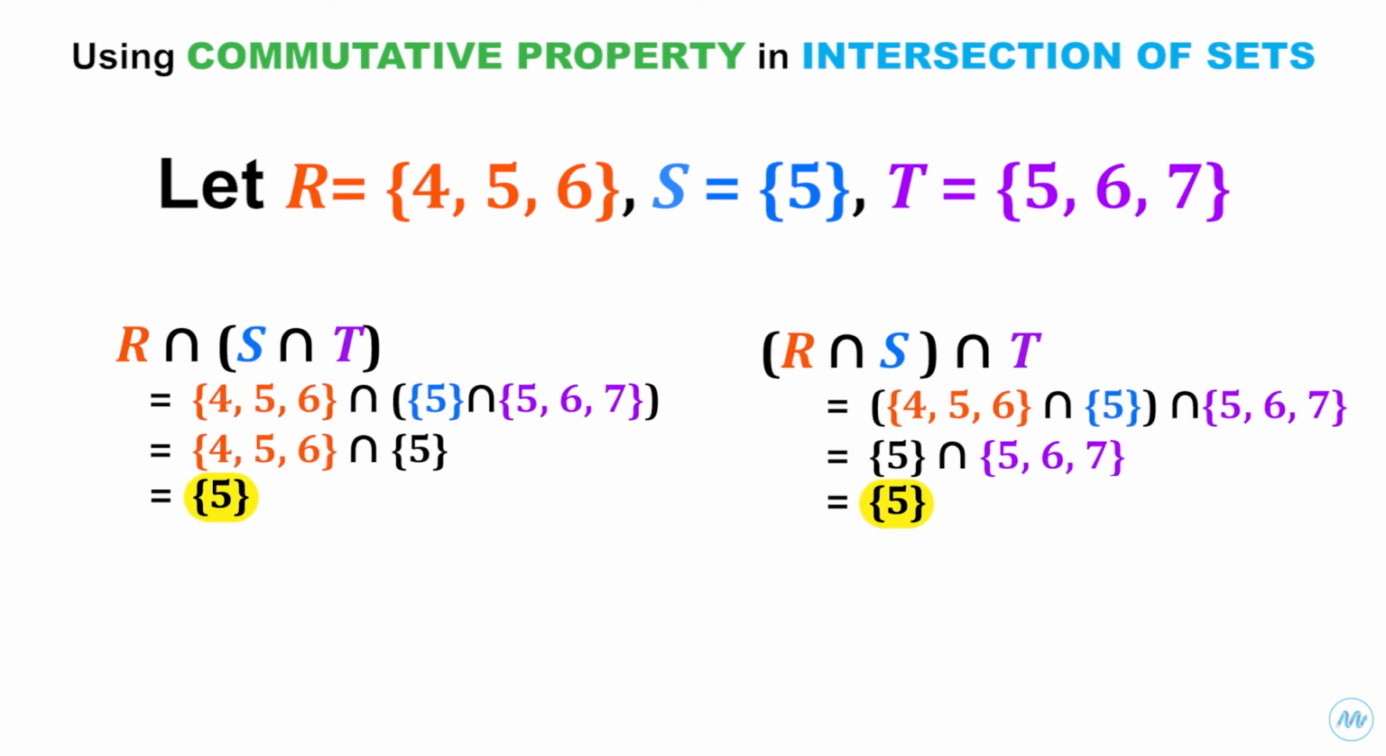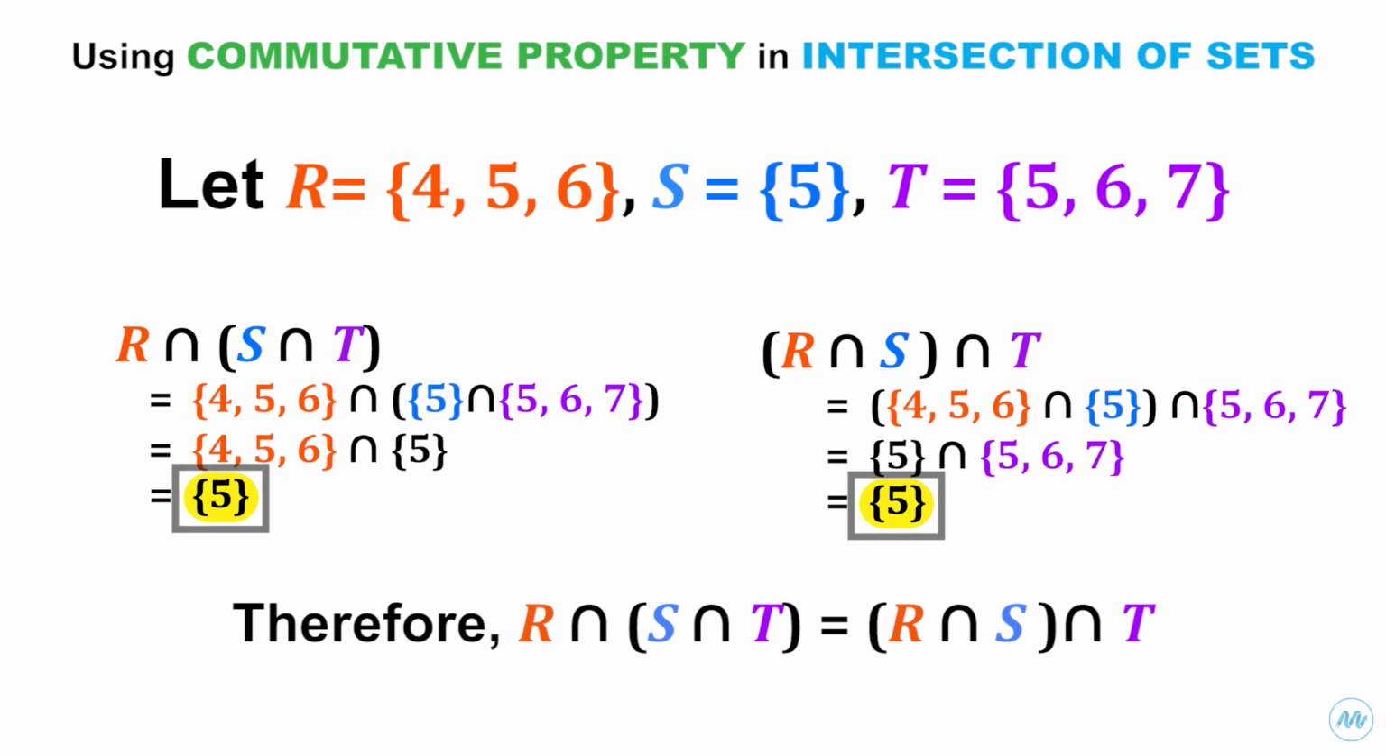Since the two resulting sets are equal, therefore, R intersection (S intersection T) is equal to (R intersection S) intersection T.